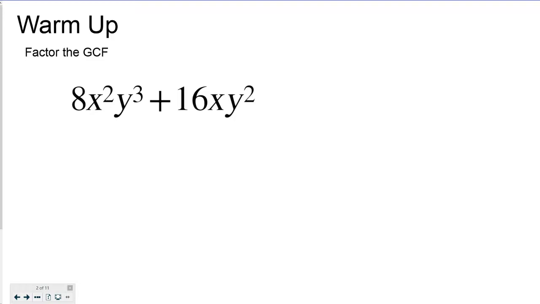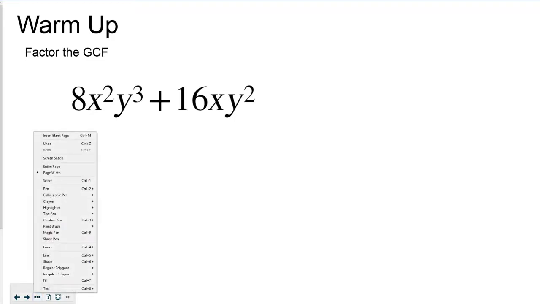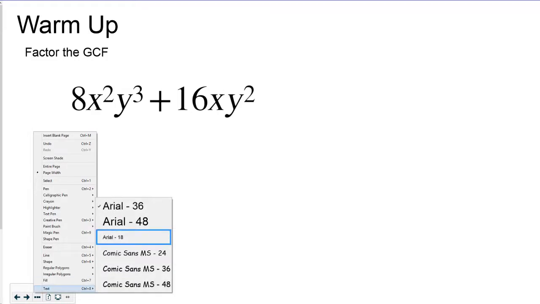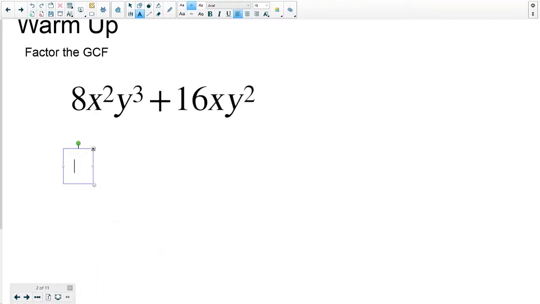The first thing we're going to do is factor out the greatest common factor here. I've got 8x squared y cubed plus 16x y squared. What I'm going to do is write out everything that these have in common. I got 8 times x times y times y times y plus 16 times x times y times y.